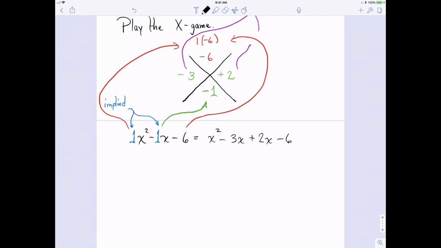I'm going to go back and make a note of it. The game unlocks the middle term into 2 terms. Now, 4 terms. So here we have 4 terms, so we can factor by grouping, which is what we've been practicing.